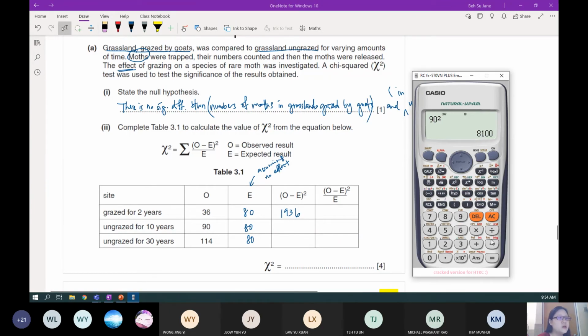Right, 181. Then we have 11. No! What did I do? It should be 10. 100. What did I do just now? 44 squared, right? And then 114 minus 80 squared. We have 6 more minutes left. Don't worry, we'll finish on time. 1156.